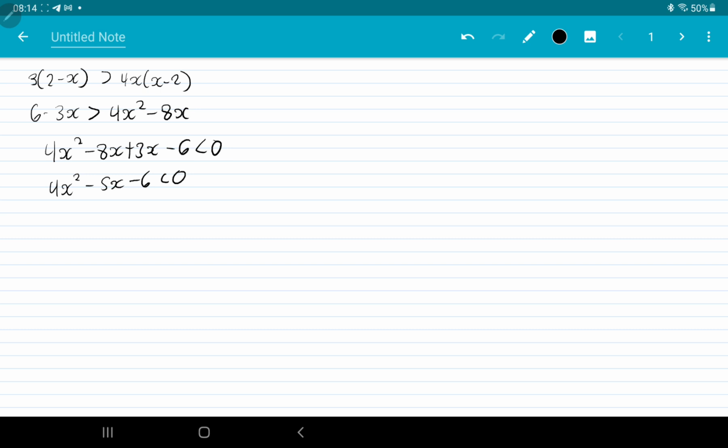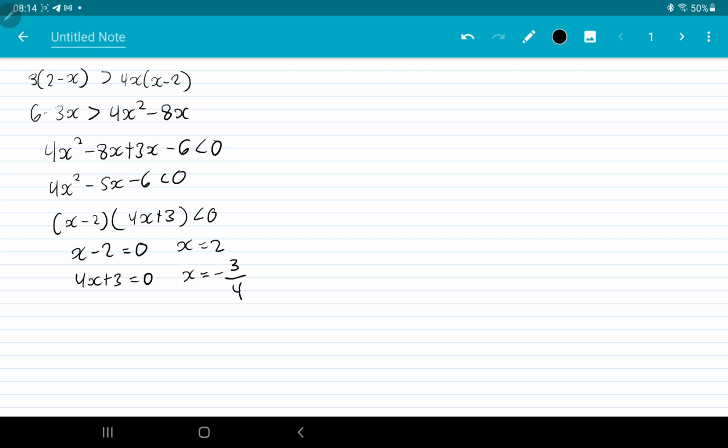So right now we can factorize the quadratic, in which you get 4, minus 5, minus 6, and we should get x minus 2 and 4x plus 3 is less than 0. So right now we have to create a number line. But first, for every factor, we need to set it equal to 0. So x minus 2 is equal to 0, and 4x plus 3 is equal to 0. Now we should get x is equal to 2 and x is equal to negative 3 over 4.